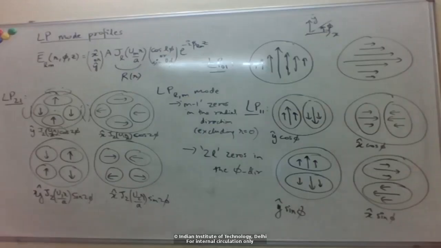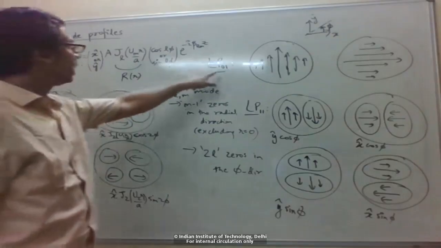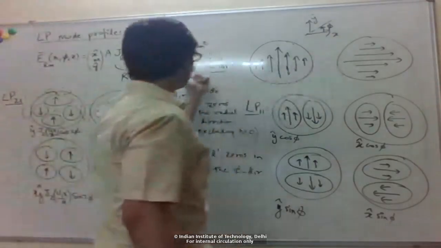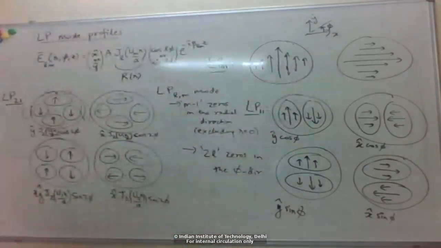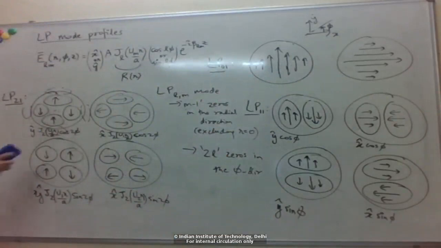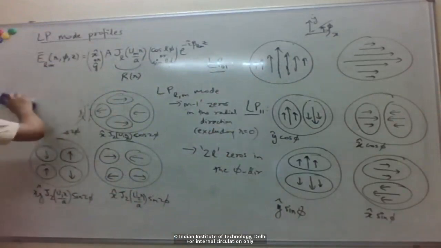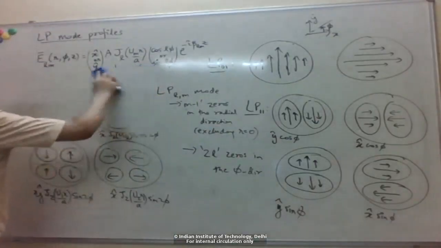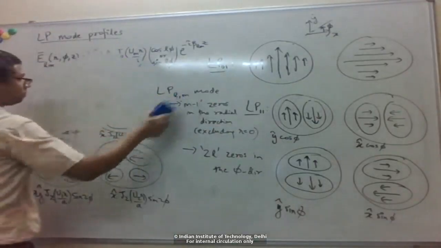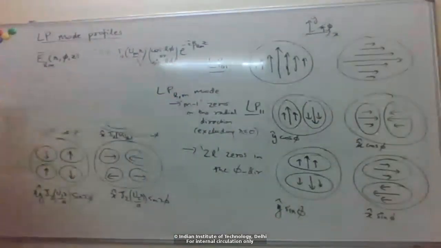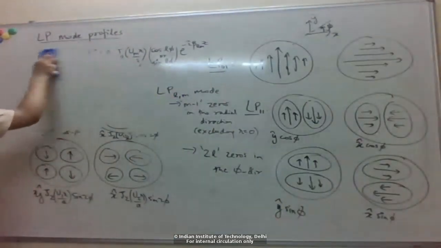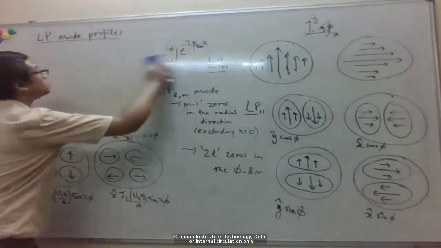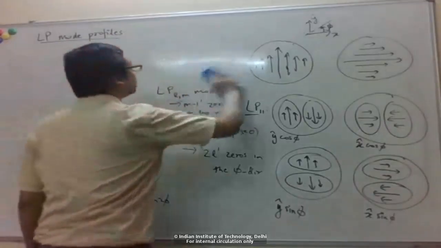Right, so again, just to emphasize, for L equal to 0 there is only 2-fold degeneracy. For L greater than or equal to 1, there is 4-fold degeneracy. Given any L and M, it should be straightforward to draw the mode profile. You should be able to do that.